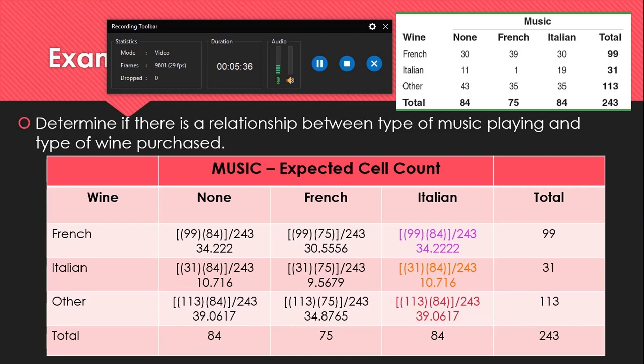Remember, if you see a large difference between what's observed and the calculated expected cell count, that's usually an indication that we're going to have a larger chi-square value, which will put us in the upper end of the tail of the distribution.